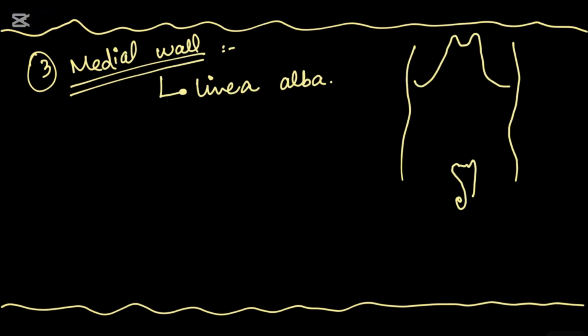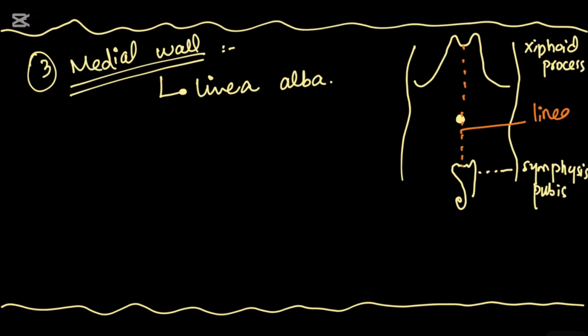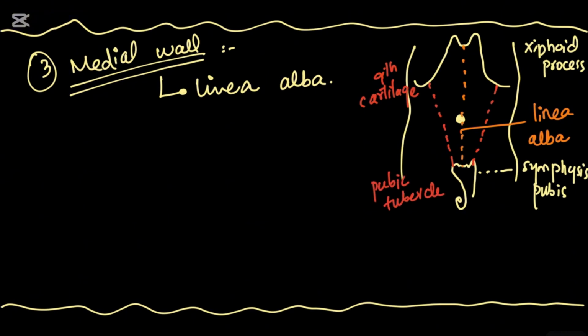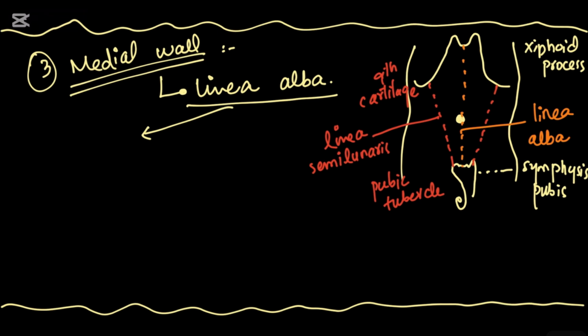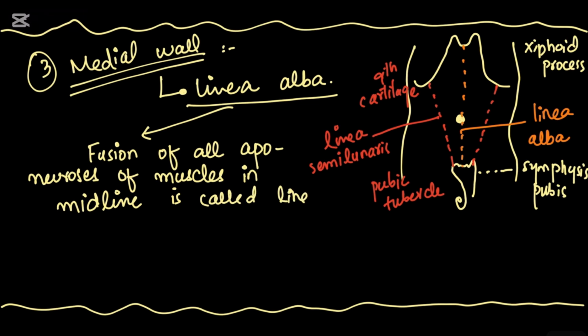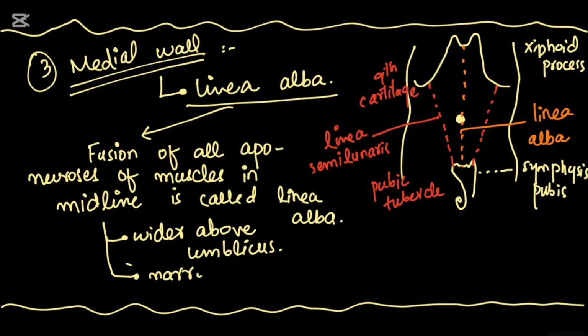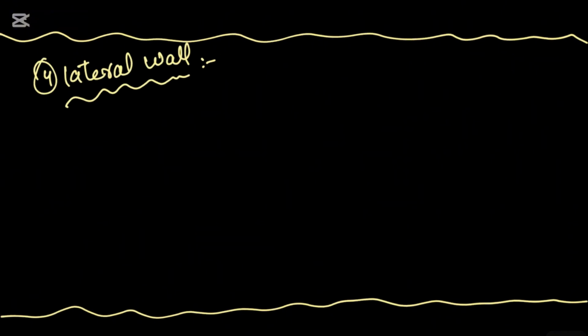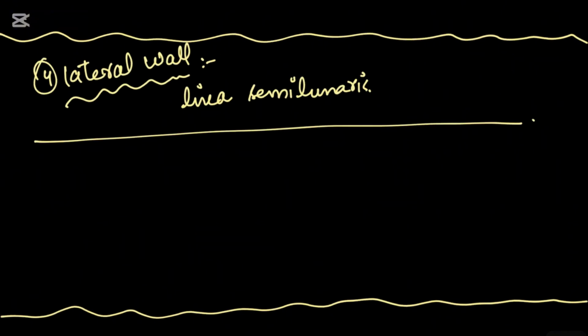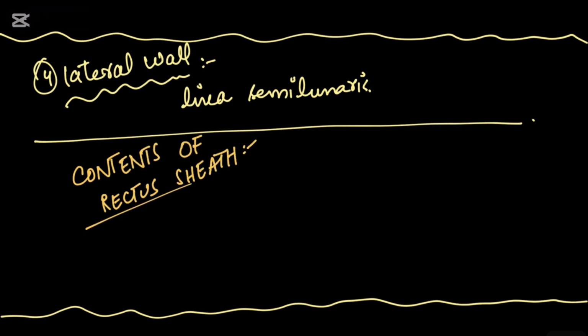Now medial wall, this is the linea alba. I have told in my previous videos, linea alba is the imaginary straight line between the xiphoid process to the pubic symphysis, and lateral to the linea alba, the linea semilunaris. Now what is linea alba? Linea alba is basically fusion of all the aponeurosis of the muscles in midline of the abdomen. It is wider above the umbilicus and narrows down below the umbilicus. Now lateral wall, linea semilunaris, lateral to the linea alba.